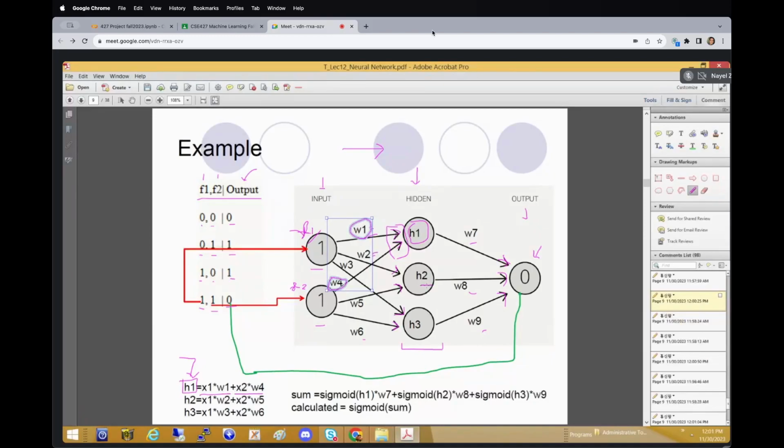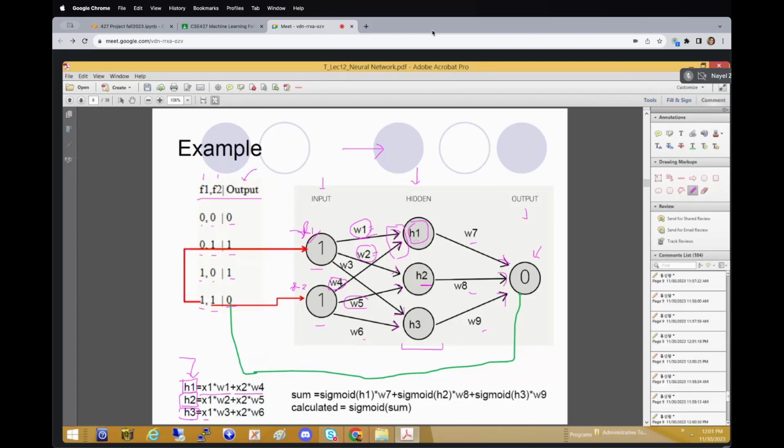And for H2, that is hidden unit 2, we will get X1 with W2 and X2 with W5. So we form the linear equation for that: x1 w2 and x2 w5. Similarly, for H3, here is x1 and w3 and x2 w6. So x1 w3, x2 w6. So this is our hidden layer.